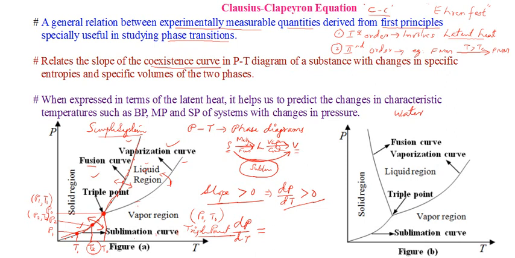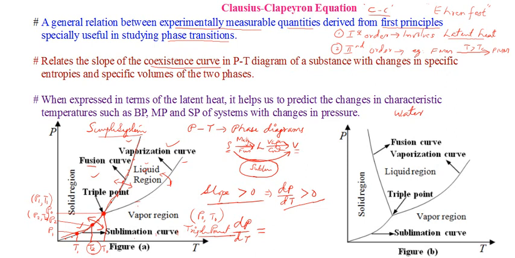Coexisting means they are in equilibrium. It means that at that particular temperature and pressure, if you have a given amount of substance, then a part of the substance will be in solid form, a part of the substance will be in liquid form, a part of the substance also will be in what? Vapor form in the container. That's the meaning. So all three will be in a particular coexisting state. That is something very important, right?